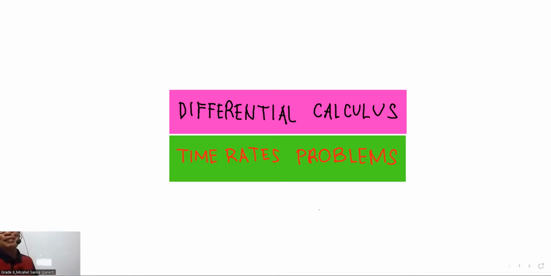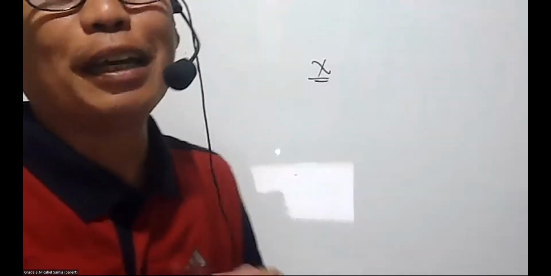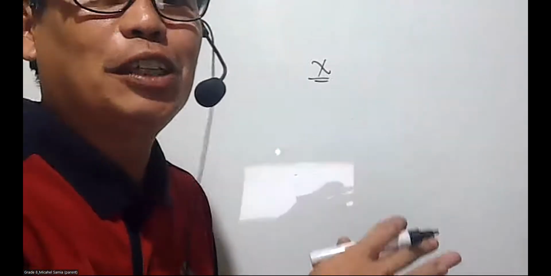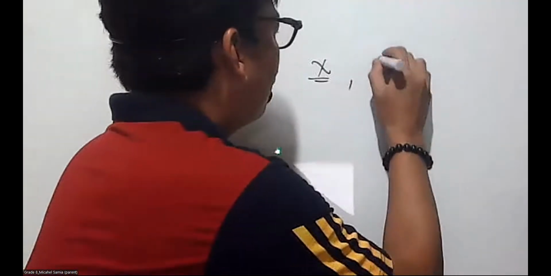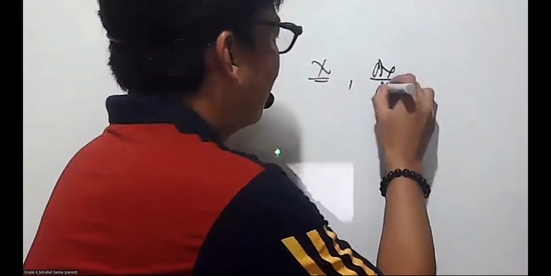So tonight, it's already late. We're going to discuss still differential calculus, but our topic is on time rates. Time rates is, let's say, a certain quantity is a function of time. So that is time rates. Let's say, for example, a certain quantity x is a function of time. So the rate of change of that quantity will be denoted by the expression dx/dt.